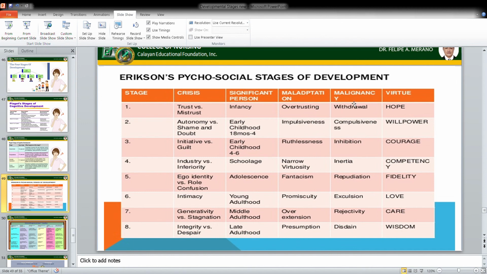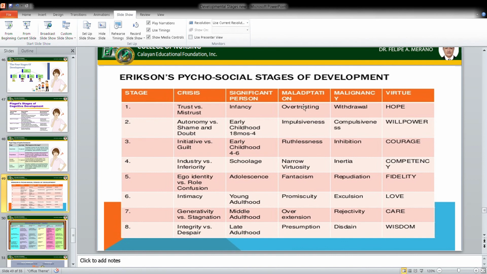And malignancy, this is the bad result: disdain, rejectivity, exclusion, repudiation, inertia, inhibition, compulsion, and withdrawal. But the virtues that must be developed are hope for infancy, willpower in autonomy, courage in initiative, competency in industry, fidelity in ego identity, love for intimacy, care in generativity, and wisdom.